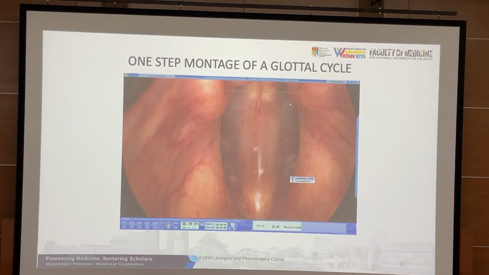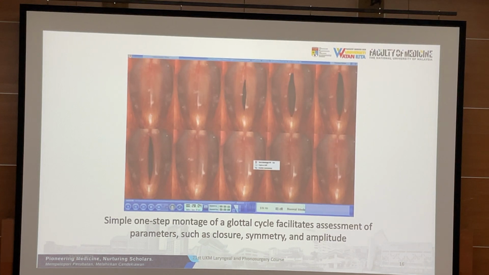Now, before I talk about symmetry, we want to talk about the one-step montage of the glottal cycle, which is available in the machine that we have been using in our center, which is Pentax. Whenever the patient phonates, you choose the beginning of the glottal cycle when the vocal fold is closed, put a rectangle box over there and do the montage. Then you get this frame. So of many frames of the glottal cycle, the machine chooses 10 frames. Okay, you can see 1, 2, 3, 4, 5, 6, 7, 8, 9, 10. And this comprises one glottal cycle.